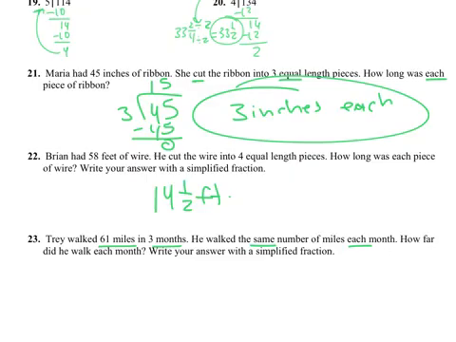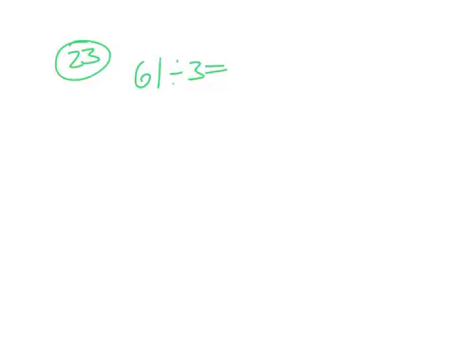So here we go on number 23. We're going to take 61 miles, divide that by 3 months, and find out how much he walked each month. So 61 divided by 3. Let's go ahead and set this up with our house. 3 will go into 6 2 times. 2 times 3 is 6. Subtract those, I get a remainder of 0.